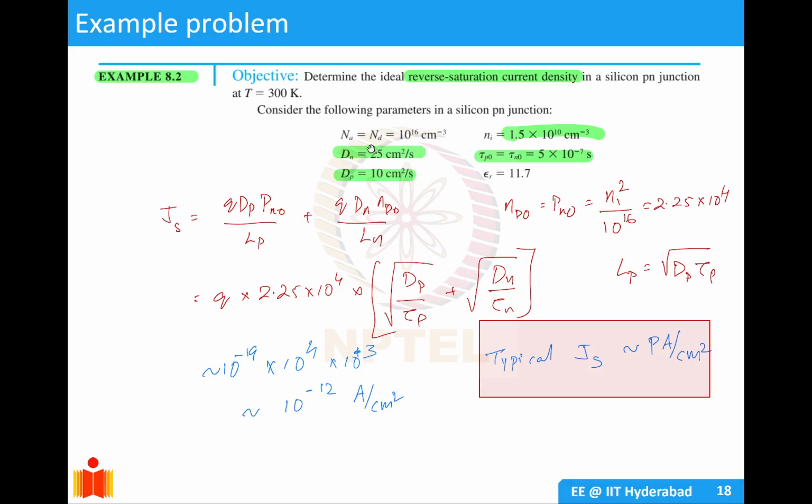So now you get 25 by 5 into 10 power minus 7, and 10 divided by 5 into 10 power minus 7. If you solve this, approximately the final value you will get is 10 power minus 12 ampere per centimeter square, which is the typical value you will get for reverse saturation current, in picoamperes per centimeter square. So this falls right into the typical values regime.